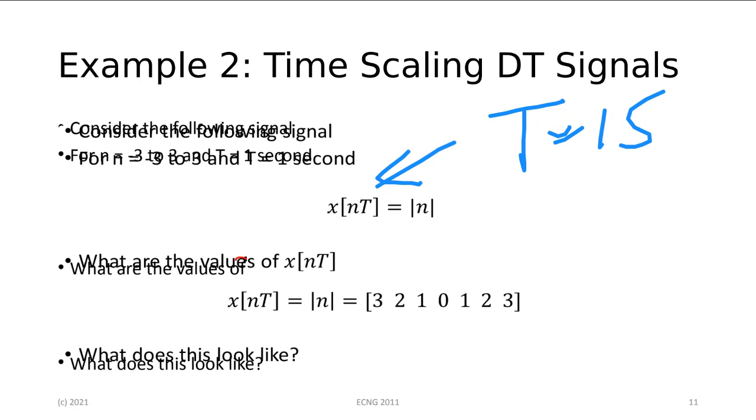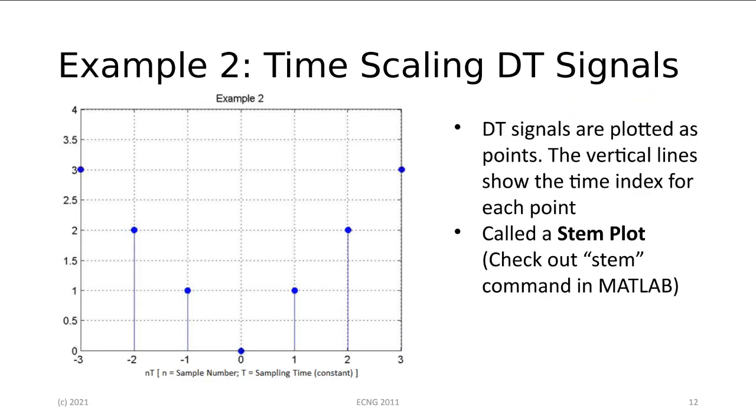And what does that look like? If you plot it, you have basically a series of points. The vertical lines are just so that you can align it with the time axis, so you can locate where they are in time. But the actual information are just those blue dots on the screen. This particular way of depicting it is called a stem plot that you see a lot in textbooks. It's also a command in MATLAB because of how common it is.